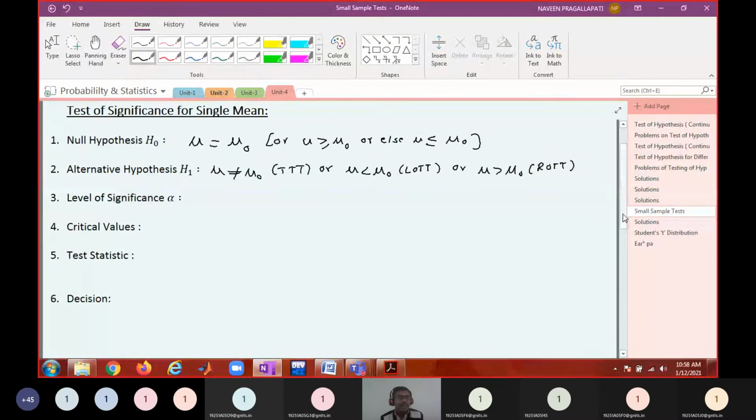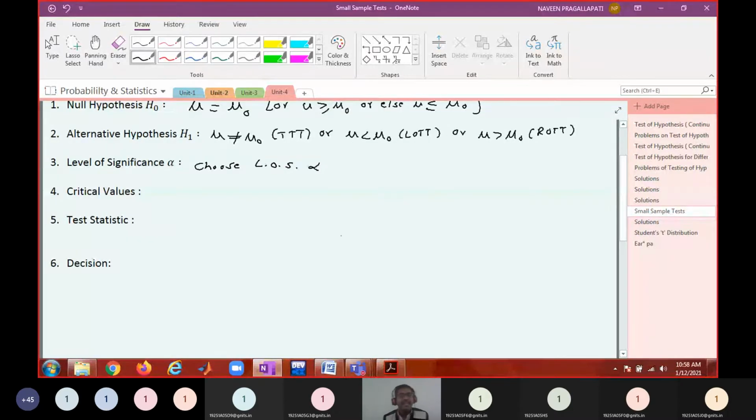Now what is the level of significance? Choose the level of significance alpha. If it is not given, by default you take it as 0.05. Critical values: in case of a two-tailed test, plus or minus t alpha by 2, comma nu. What is nu? n minus 1. In case of a right one-tailed test, plus t alpha, comma n minus 1.